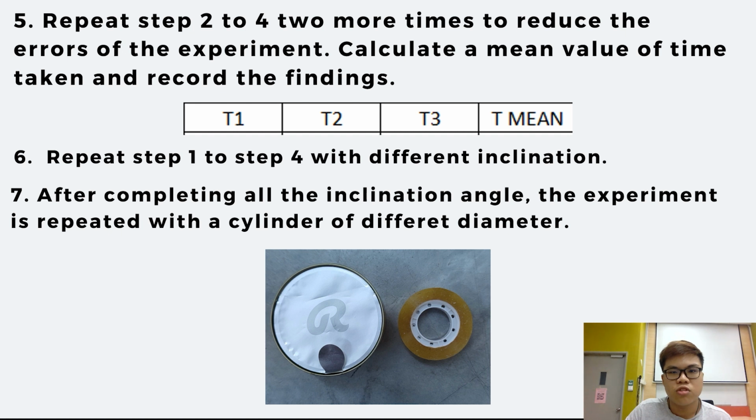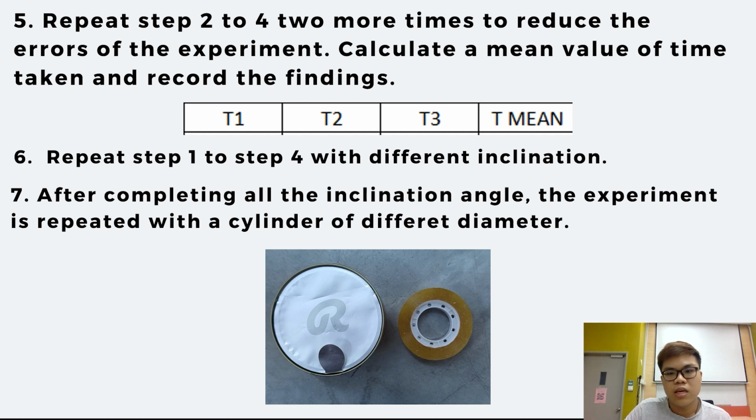Next, repeat step 2 to step 4 two more times to reduce the errors of the experiment, and we calculate a mean value of time taken and record the findings as shown in the figure below, where T1, T2 and T3 are the time taken for the cylinder to roll down and Tmean is their mean value. After that, repeat step 1 to step 4 with a different inclination.